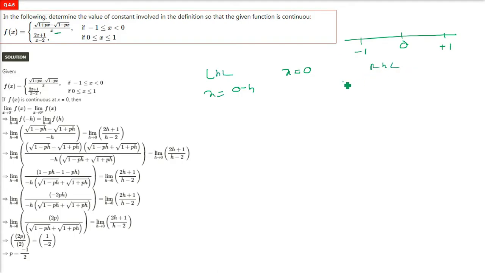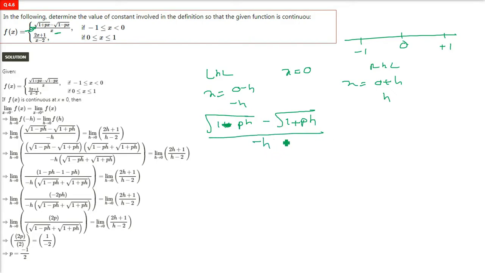For the left hand limit we'll use x as 0 minus h, and the function will need some simplification. So I'm writing it as 1 plus px, replacing x by minus h. So it will be 1 minus ph. Similarly, minus under root 1 plus ph, because we are replacing it by minus h. And in the denominator we have minus h.